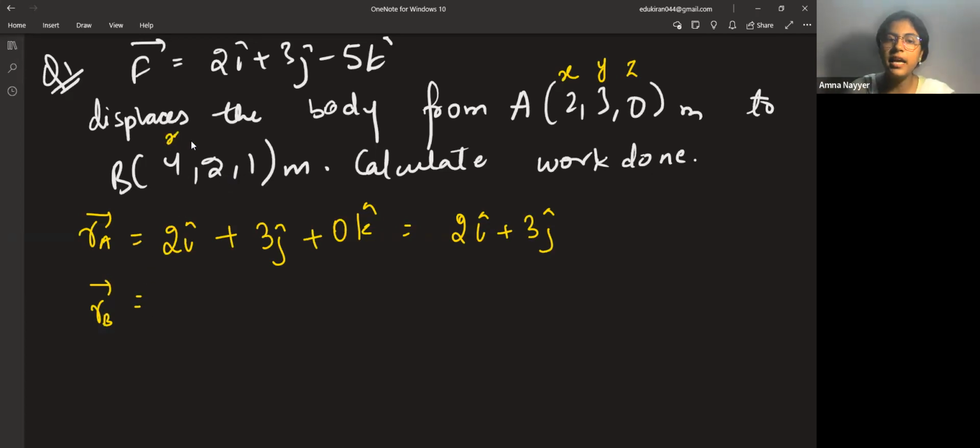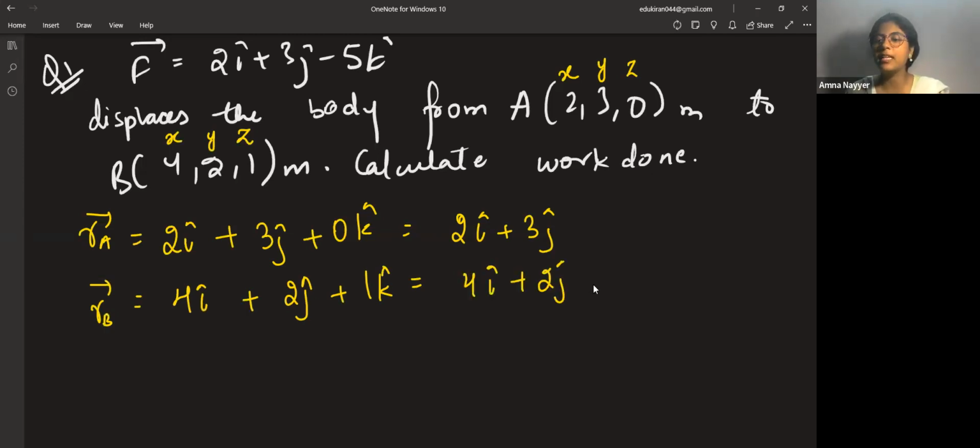4, 2, 1. This is x, y, z. X is 4i cap plus 2j cap plus 1k cap. So this is 4i cap plus 2j cap plus k cap. Now you have the initial point. You have the final point.